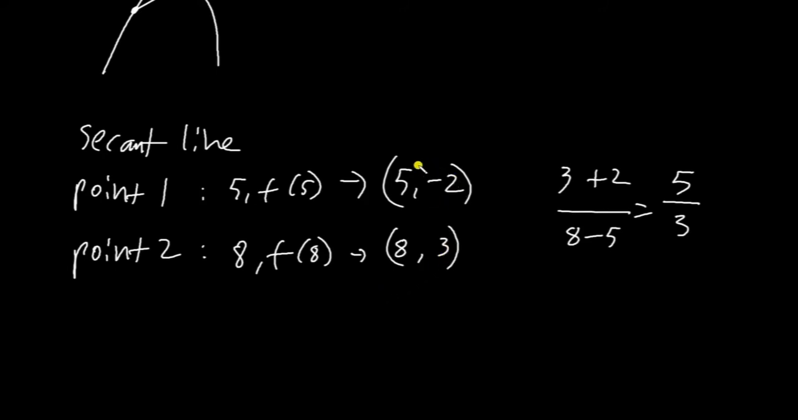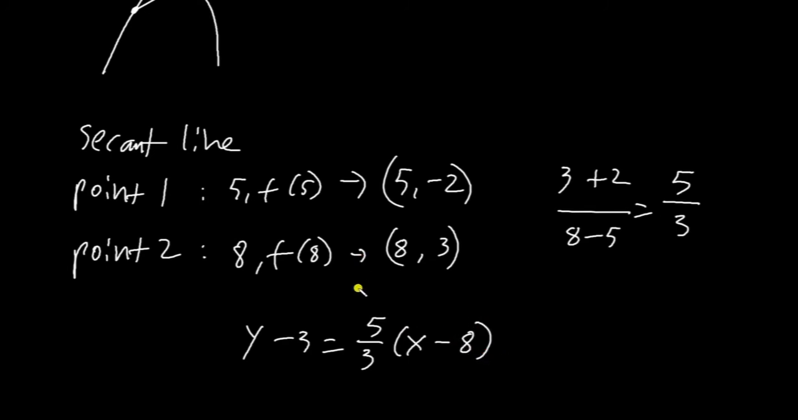And now we need to plug this into the slope-intercept form. You can choose either of these points to plug in. It's really not going to make a difference. You'll get the same answer either way. The equation might look initially different, but it's really not going to be any different. The answer key actually plugs in 5, negative 2. Just to show you that it doesn't matter, I'll plug in 8, 3. So we'll get y minus 3 equals 5/3 times x minus 8.